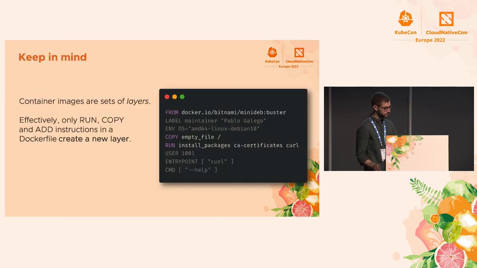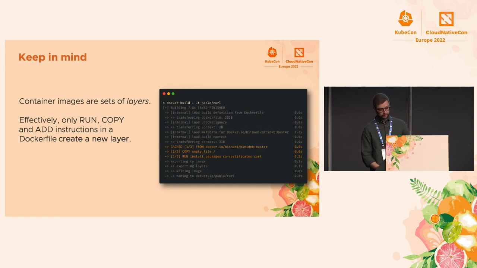So containers, as you know, container images are sets of layers. We'll see in a bit what those layers are. And you may remember that common phrase that every instruction in a Dockerfile generates a new layer. But with BuildKit, that's no longer true. Now, the layers are cached, and if no changes are detected, the cached layer is used. So effectively, only RUN, COPY, and ADD instructions create a new layer in your image.